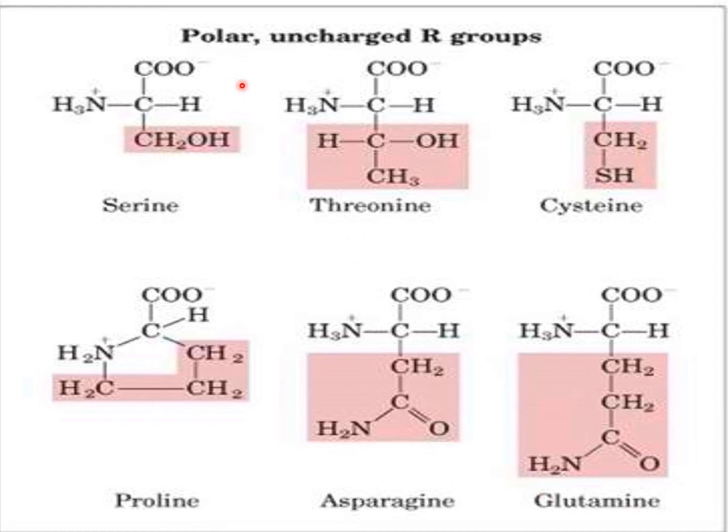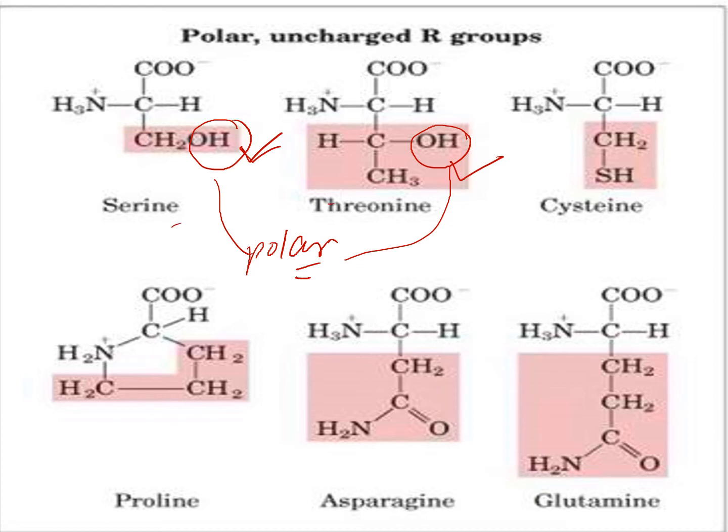Polar because these specific side chains can form polar interactions with other polar molecules, such as water. In the side chain of serine, it has the hydroxyl group, same with the structure of your threonine, and the presence of hydroxyl groups in their side chains makes them polar molecules. Remember that the hydroxyl groups of serine and threonine can form hydrophilic interactions with water.